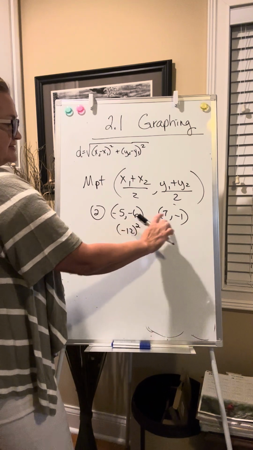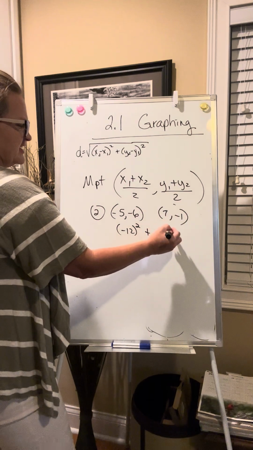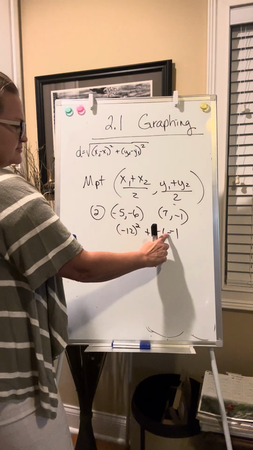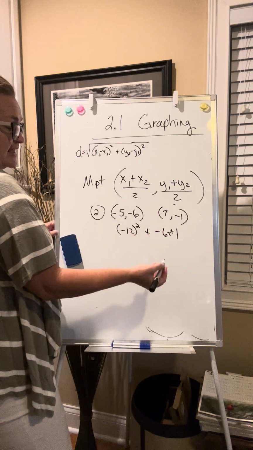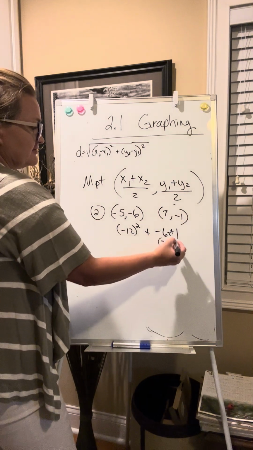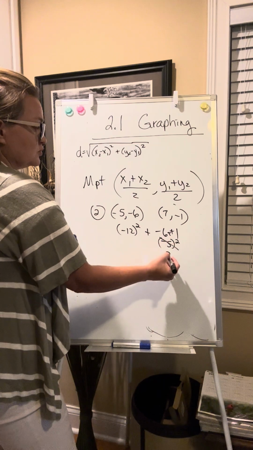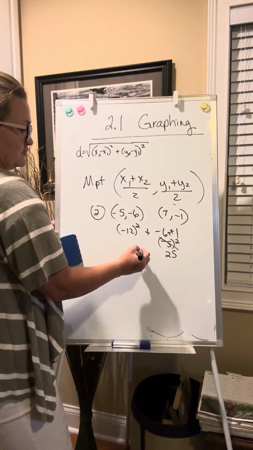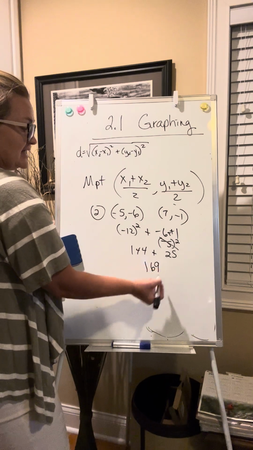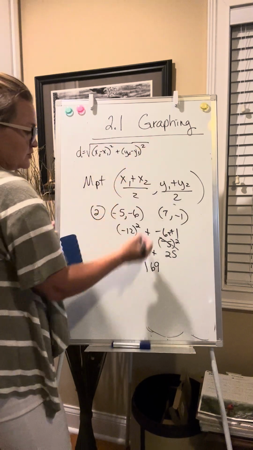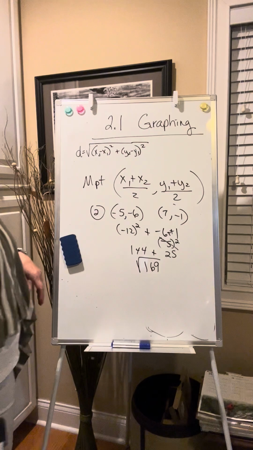And then -6 minus -1. Let me write that down. -6, subtract is in the formula, and then -1 will make that -5. Then the -5 gets squared, making it 25. So you got 144 and 25, which is 169. Don't forget, square root around that final answer.